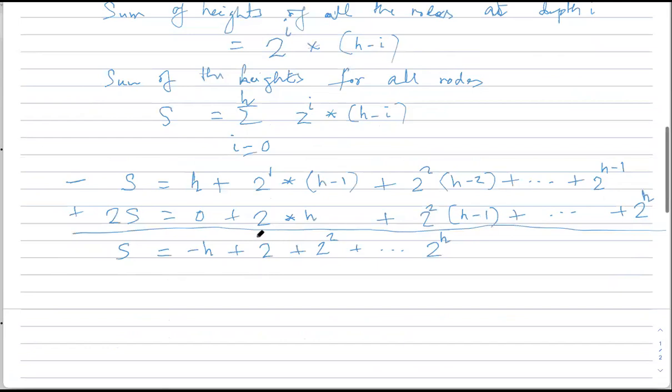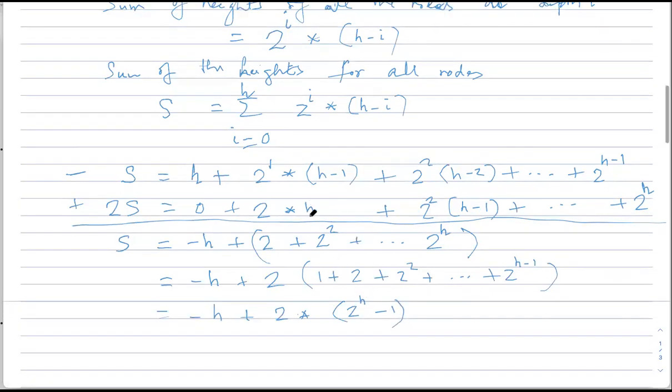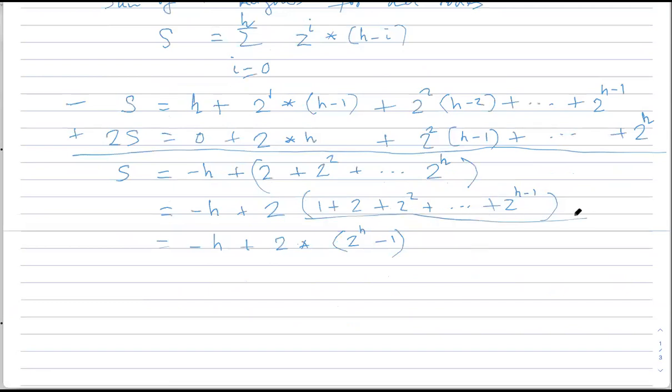Okay. So now we know how to calculate this. This is just a geometric series. So you can say minus H plus 2 times 1 plus 2 plus 2 square plus dot dot dot plus 2 to the power H minus 1. So this is equal to minus H plus 2 times 2 to the power H minus 1. That is the formula for computing this sum.